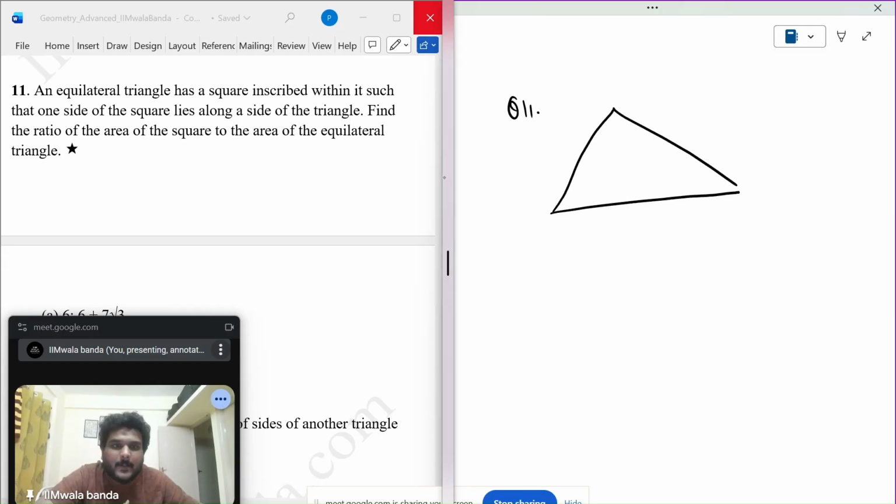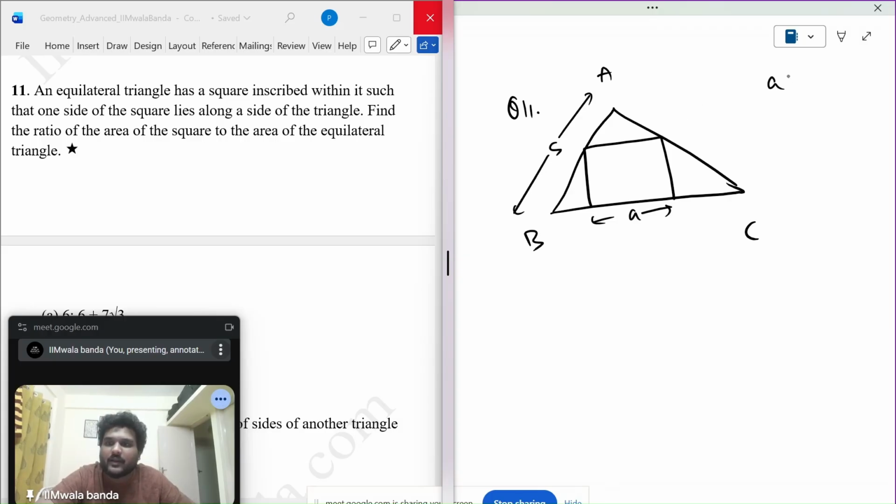An equilateral triangle has a square inscribed in it such that one side of the square lies along the side of the triangle. Find the ratio of the area of the square, let this be A, to that of the equilateral triangle, let this be S. So I need area of the square and area of the triangle. So A and S, I need to find a relation. I know this is 60, right? This is A.